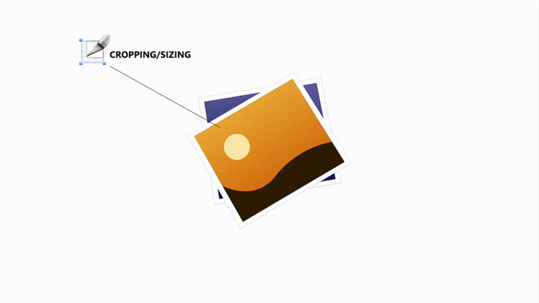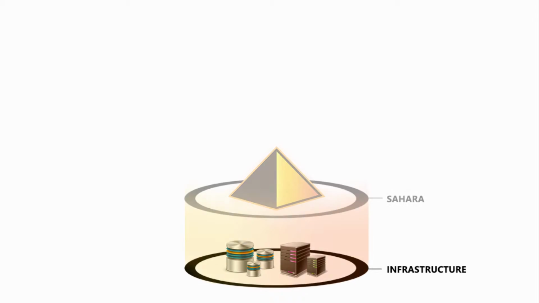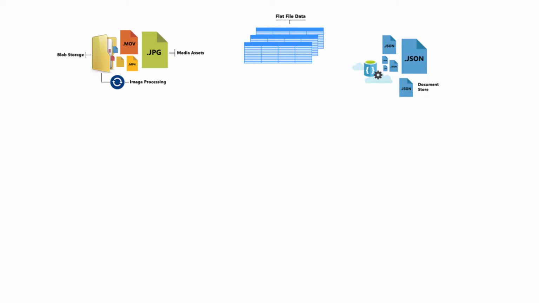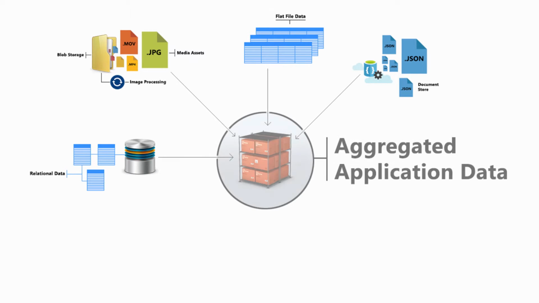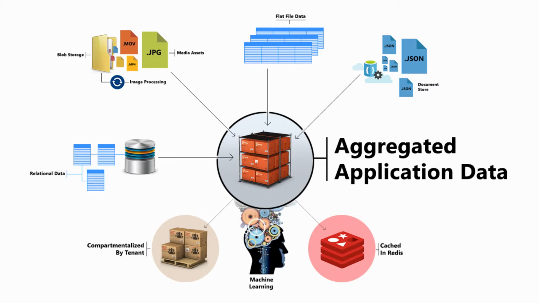Using the image data type as an example will also allow us to showcase the imaging capabilities of Sahara. When writing your implementation, you'll likely need something other than categories, tags, and images, but each of these can be refactored for your particular solution. Out of the box, it's a nice way to showcase how Sahara can leverage the blob, flat file, NoSQL, and relational data types to create aggregated application data that is compartmentalized by tenant and cached on Redis for high-speed access. In future iterations, we'll also be introducing some machine learning components.